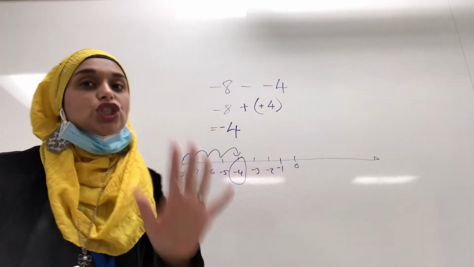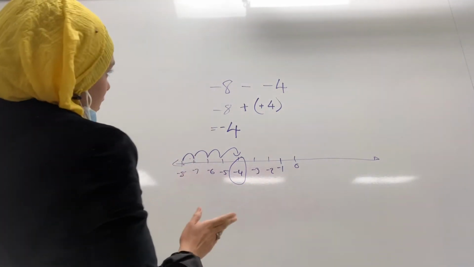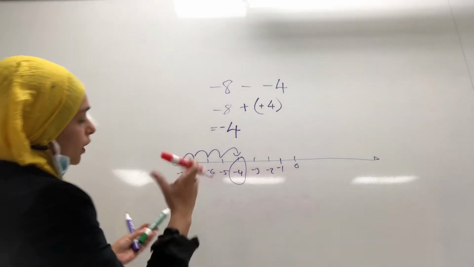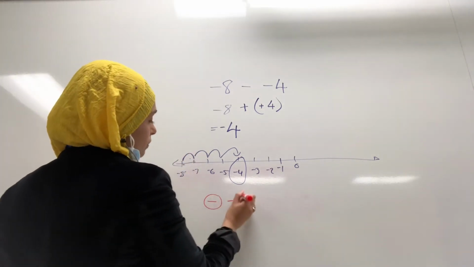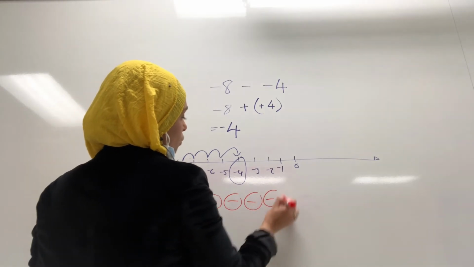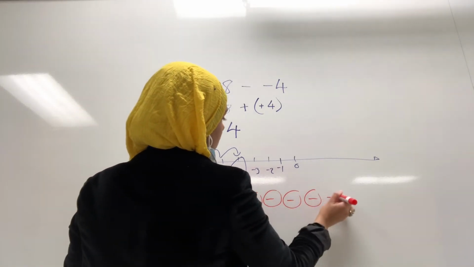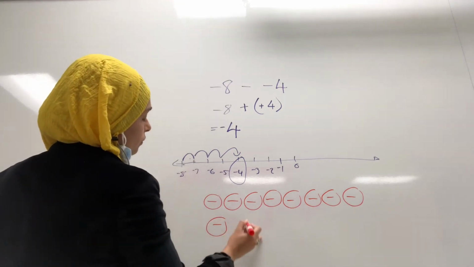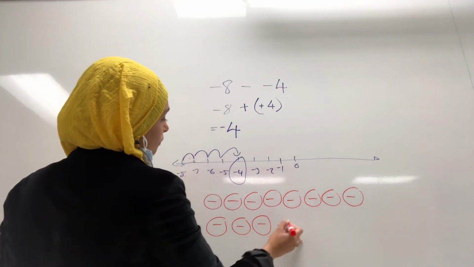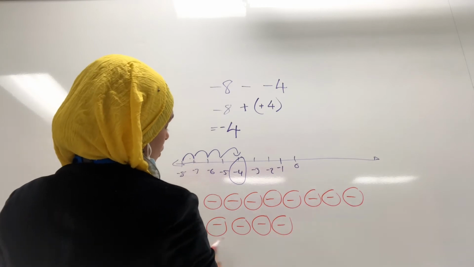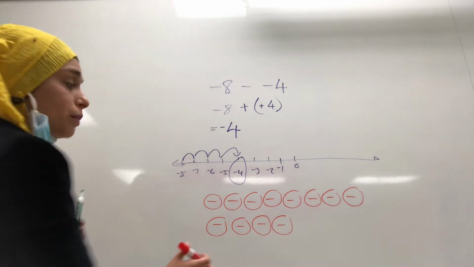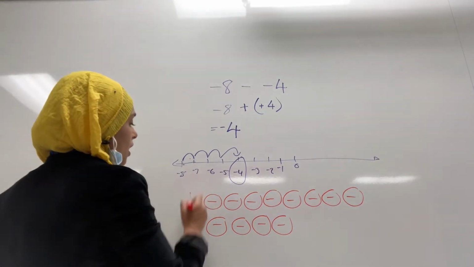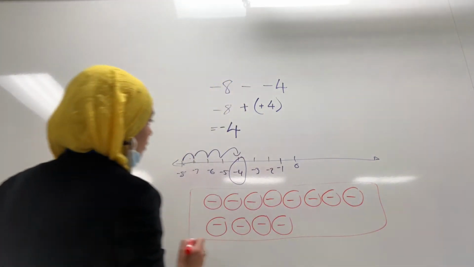Now with the chips it's a little bit different, but we'll see what it works out like. So again, my negative chips are red. I put in my negative chips, 2, 3, 4, 5, 6, 7, 8, and then I add in -4 because I'm going to take away -4, but I can't take it away because there's no zero pairs.